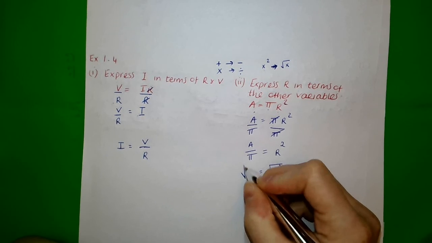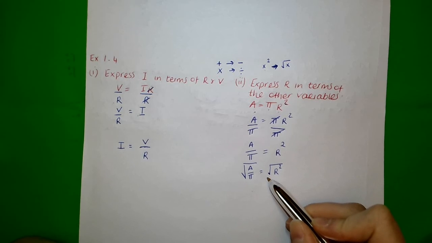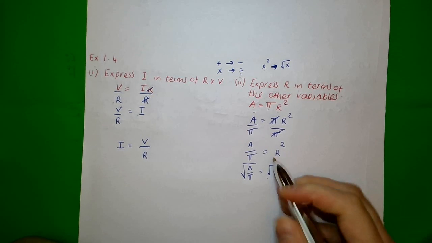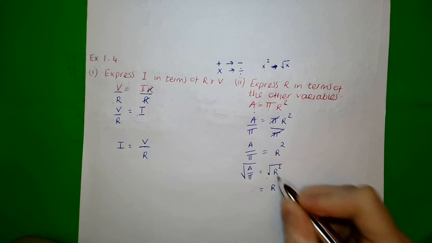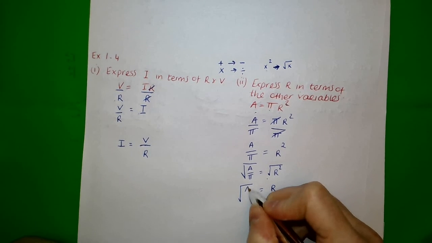And remember, whatever we do to one side, we must do to the other. So when you square a square root or square root a square, you're just left with r. So the square and the square root will disappear, and our answer there is the square root of A over pi.